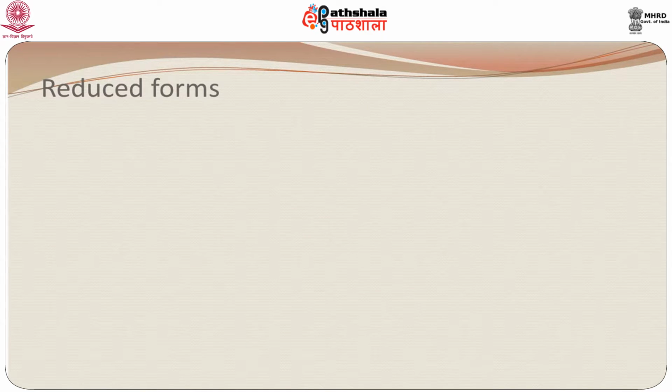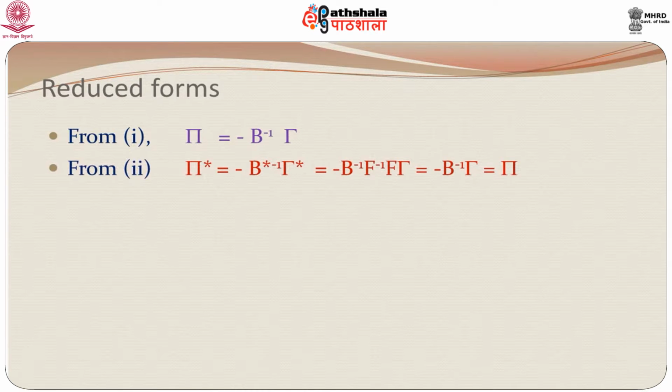Now, if you look at the reduced forms, from 1 we have the reduced form pi is equal to minus B inverse gamma. From 2 we have the reduced form as pi star equal to minus B star inverse gamma star. But then B star is F B, so we can substitute this with B inverse F inverse, and gamma star is F gamma. Therefore, it actually turns out to be minus B inverse gamma, because F and F inverse cancel off, and it reduces to pi. So, pi star is equal to pi.